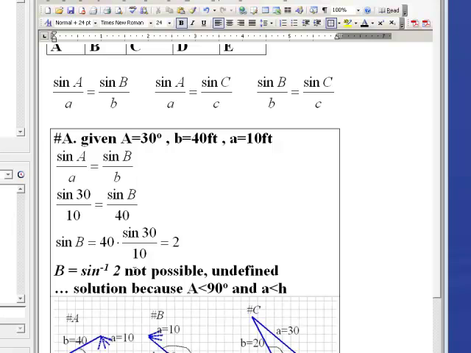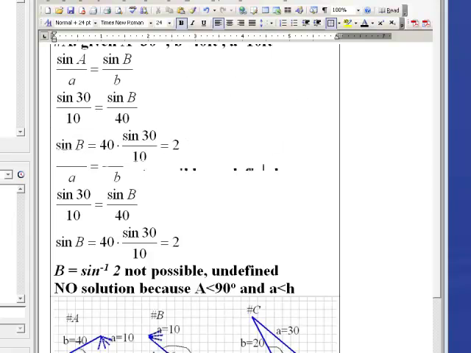Algebraically, what happened is that we're not able to take the inverse sine of a number that's larger than 1. In any case, we have no solution. And then there's yet another explanation for angles A of less than 90 degrees. If the side A is smaller than the height H, then we come up with a triangle that cannot exist. Okay, let's do the next one.